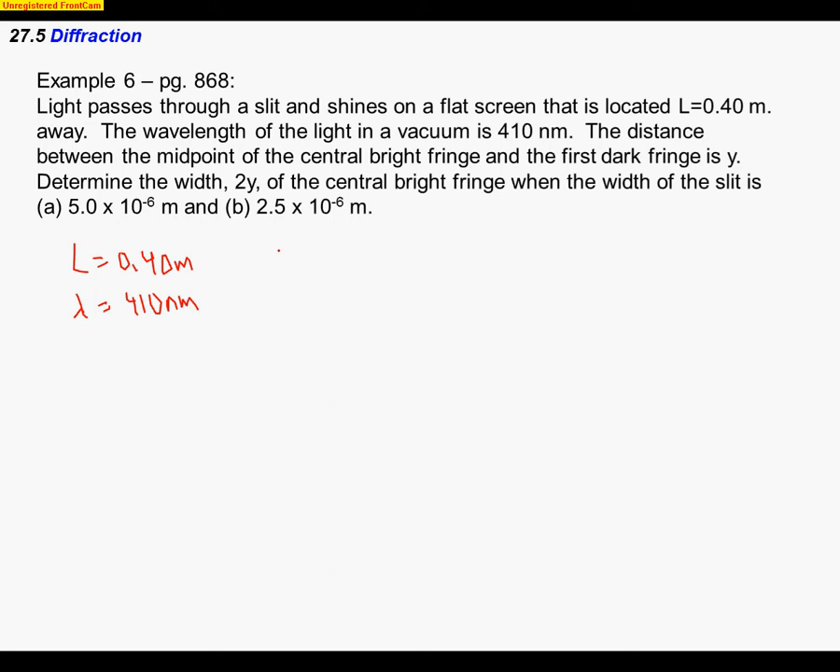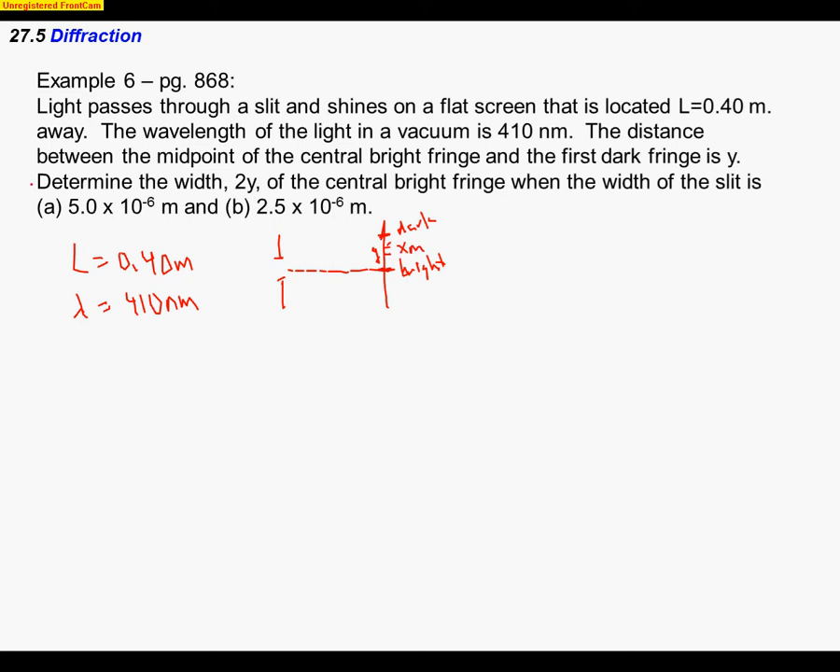The distance between the midpoint of the central bright fringe and the first dark fringe is y. So let's draw a little diagram so we can see what they're talking about. If this is our slit where our light is coming through, and this is our screen over here, this would be the midpoint of the central bright fringe directly across from the middle of the slit. And then let's say up here this is our first dark fringe. So this would be dark here, and this would be bright. So they're calling this distance y. This is the same distance that we've been calling xm.